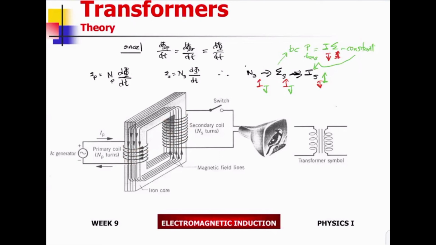Because of the iron core, the magnetic field is contained. So any change in the value of the magnetic field within the primary is going to be the same as the change in the magnetic field value in the secondary, because the core contains the magnetic field within it. All right, so what's the next?